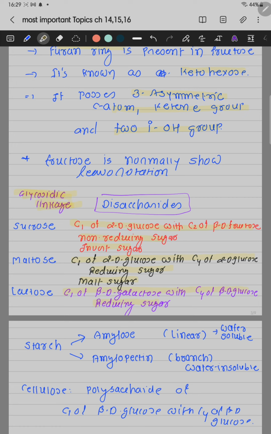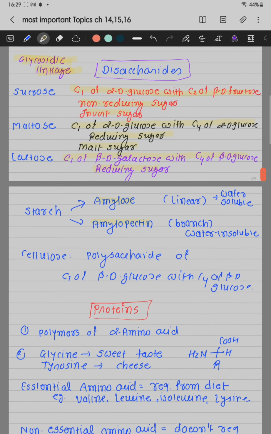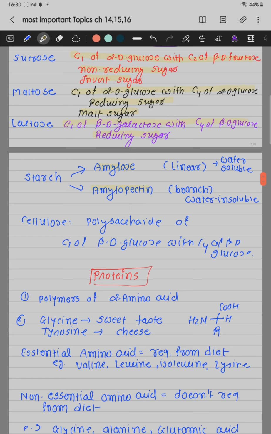Whereas starch and cellulose are examples of polysaccharides. Starch is divided into 2 parts, amylose and amylopectin. Amylose is a linear polymer which is water soluble in nature, whereas amylopectin is a branched polymer and water insoluble in nature. Cellulose is made up of beta-D-glucose units linked through C1 and C4. Glycogen is also called animal starch.